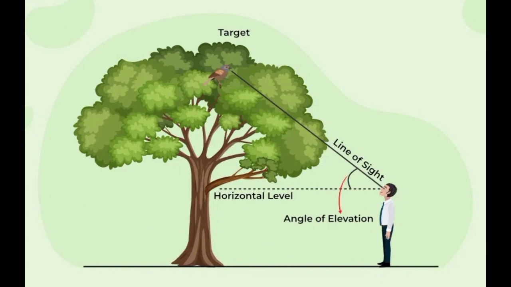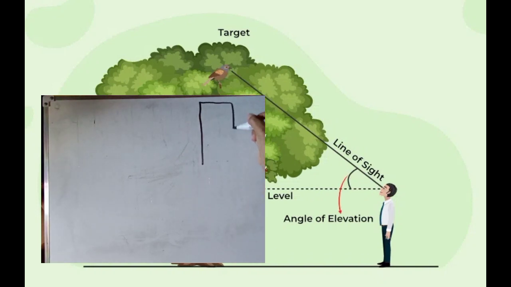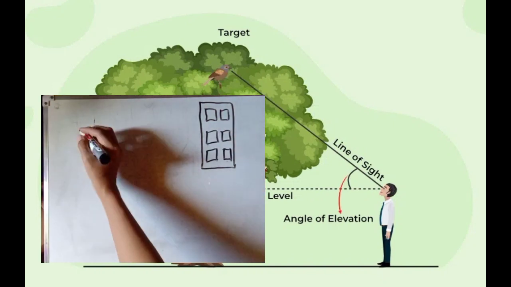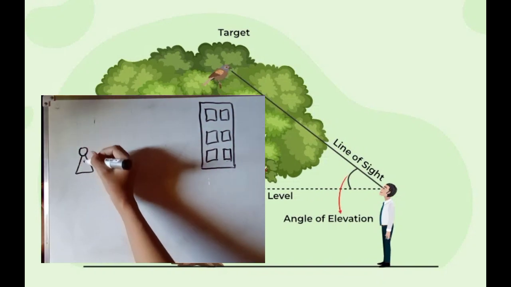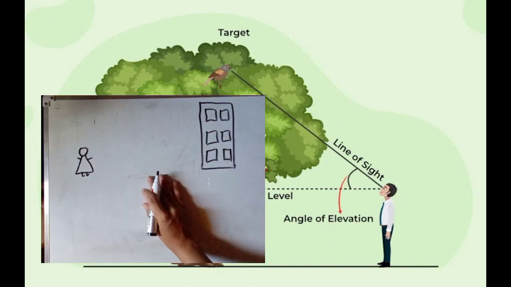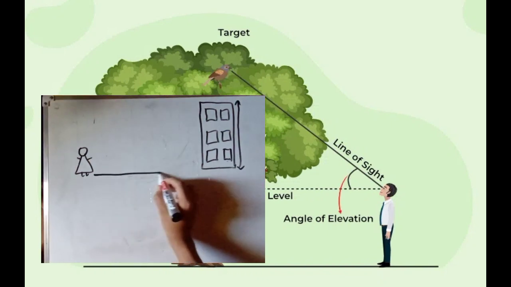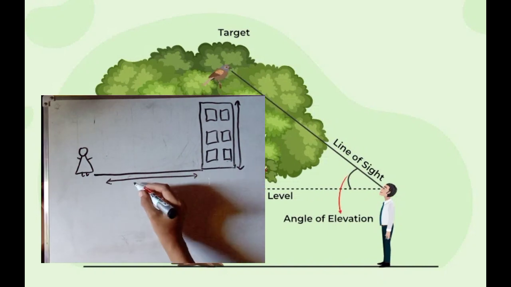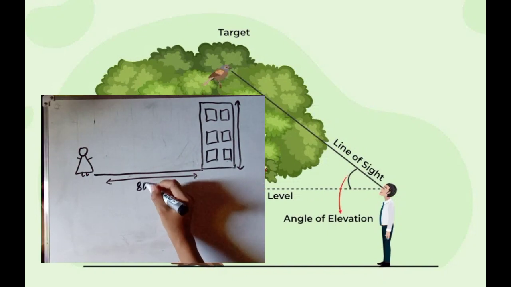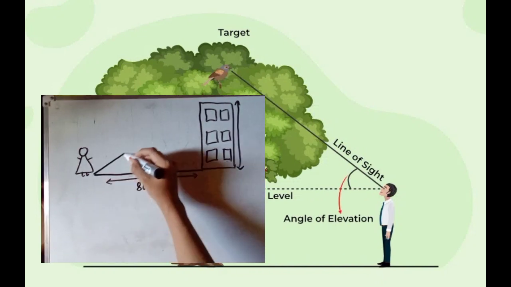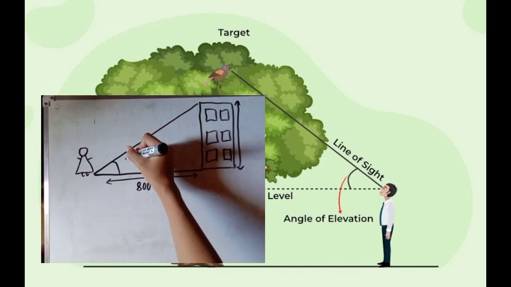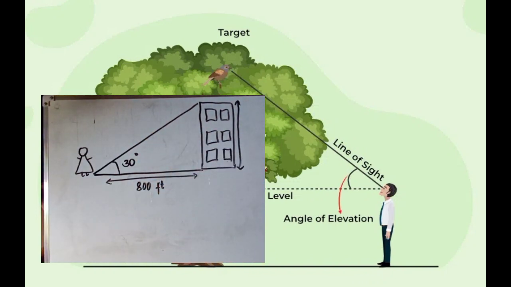Here is an example. If we have a building and you want to calculate the height of the building but you are on the other side, the first thing that you will do is get the distance of the building from you. Let's assume that the distance between you and the building is 800 feet and the angle of elevation is 30 degrees.